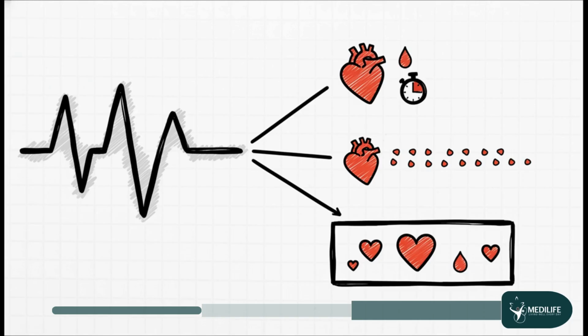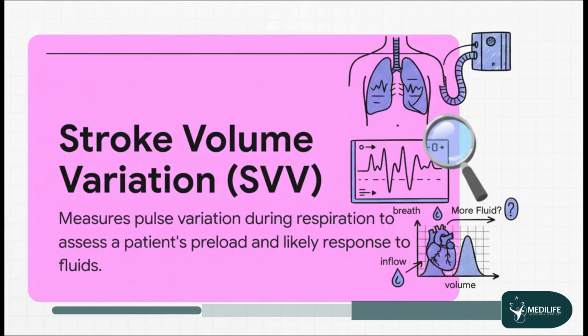But the real game changer here is a value called stroke volume variation. Stroke volume variation, or SVV, is another really cool way to look at that preload we talked about. It measures how much the patient's stroke volume changes as they get a breath from the ventilator. This is an incredibly powerful tool for answering that same crucial question.